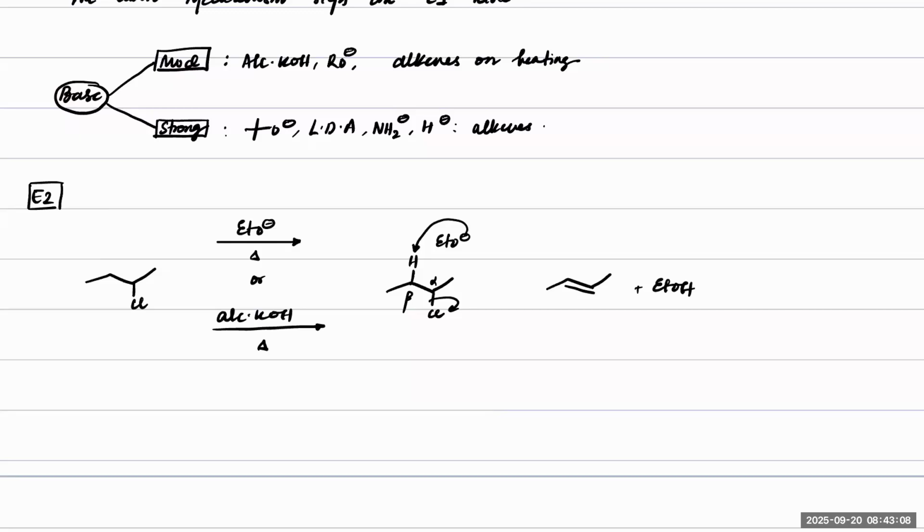Since this has happened in one step here, and there are two molecules involved here, that's why it is called E2 mechanism. 2 represents two molecules involved.